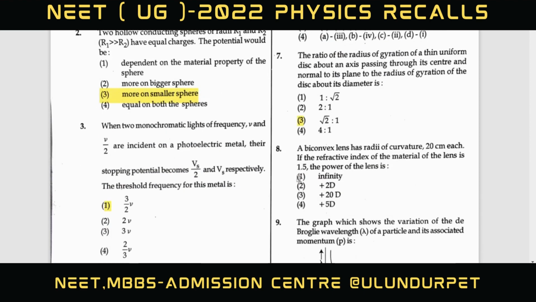Eighth question: the biconvex lens has radii of curvature 20 cm each. If the refractive index of the material of the lens is 1.5, the power of the lens is. The answer is option 4.